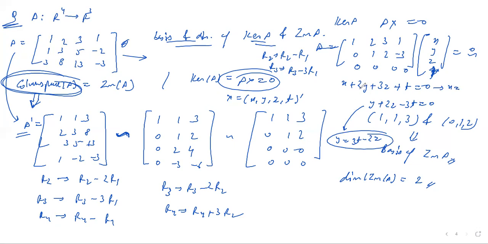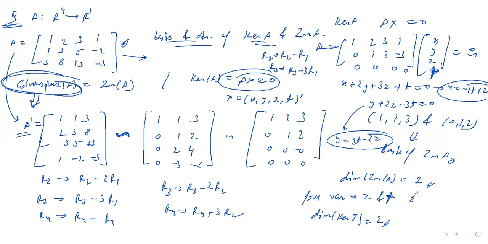So my x is equal to this. From this I got two free variables, z and t. So the dimension of the kernel of A is equal to 2, because I have two free variables. And for finding the basis of this kernel of A, we'll put values in these free variables.